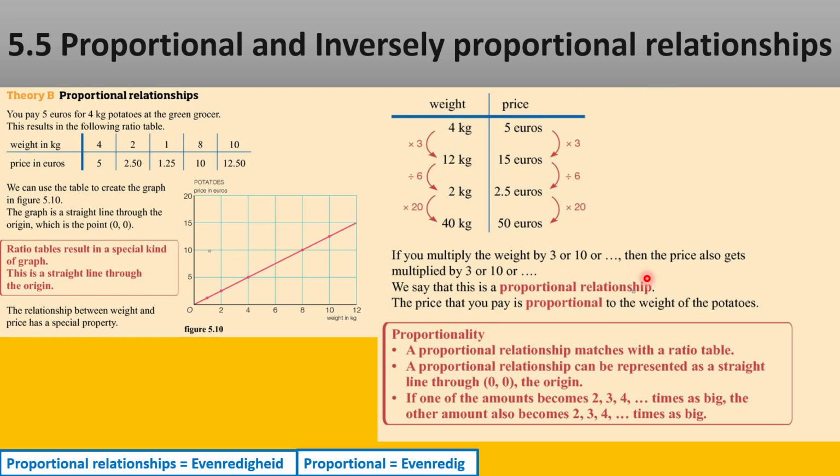If I have a proportional relationship with a ratio like this, you have certain properties. Proportionality means a proportional relationship matches with a ratio table, right here. It can be represented as a straight line through the origin, 0, 0, right here. So that means if I draw it, it becomes a straight line through the origin. And another property is if one of the amounts becomes 2 or 3 or 4 times as big, the other amount also becomes 2 or 3 or 4 times as big, right? We see that in the table here.